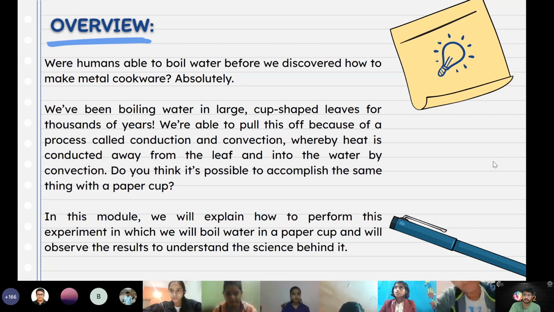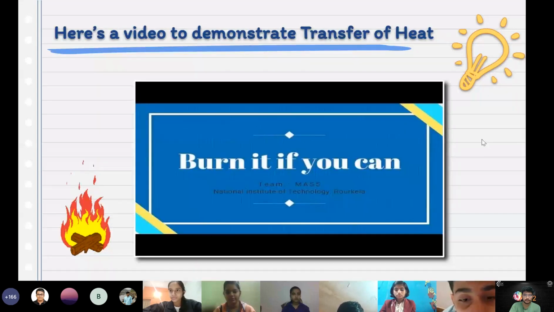So do you think it's possible to accomplish the same thing with a paper cup? In this module, we will explain how to perform this experiment in which we will boil water in a paper cup and will observe the results to understand the science behind it. So let's watch a video now, which our team members have made, and I think that will give you a good idea about the experiment.